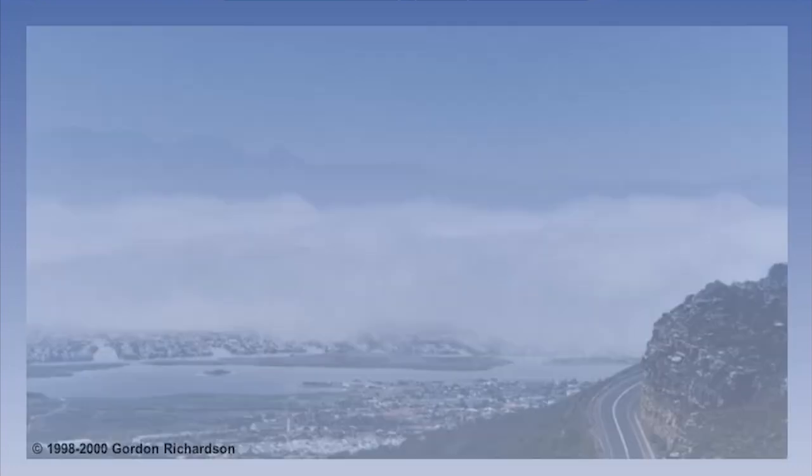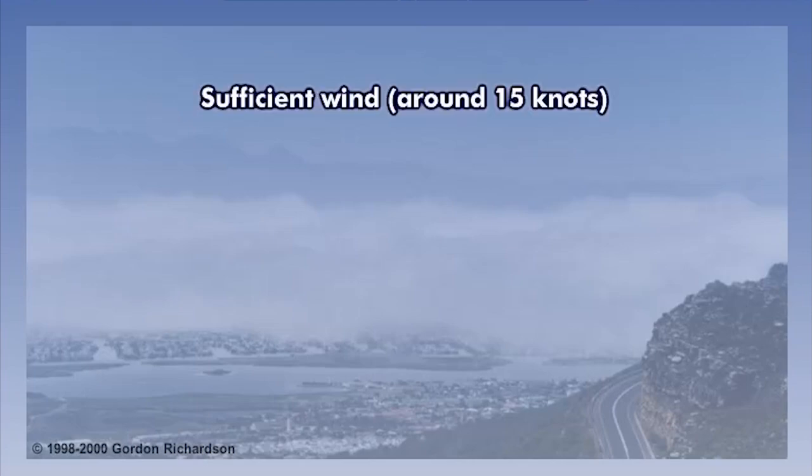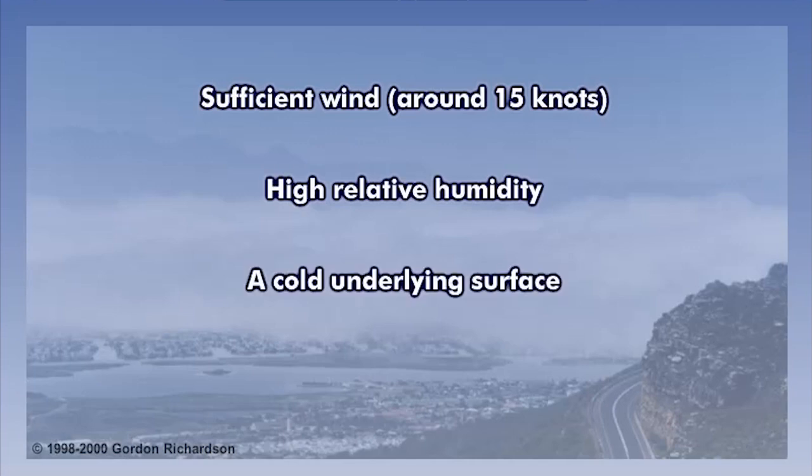Conditions necessary for the formation of advection fog are sufficient wind speed to move the air, around 15 knots is typical, a high relative humidity, and a cold underlying surface with a temperature below the dew point of the overriding air. This cools the lowest layers of the air, causing saturation. Dispersal of advection fog is usually by drier air moving into the area, or by an increase in wind speed, which lifts the fog into low cloud.